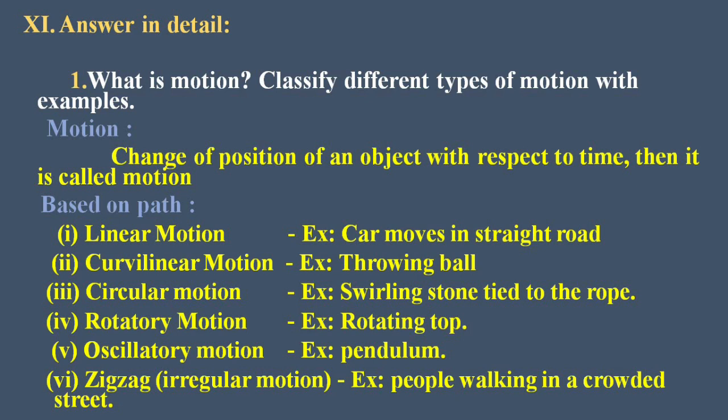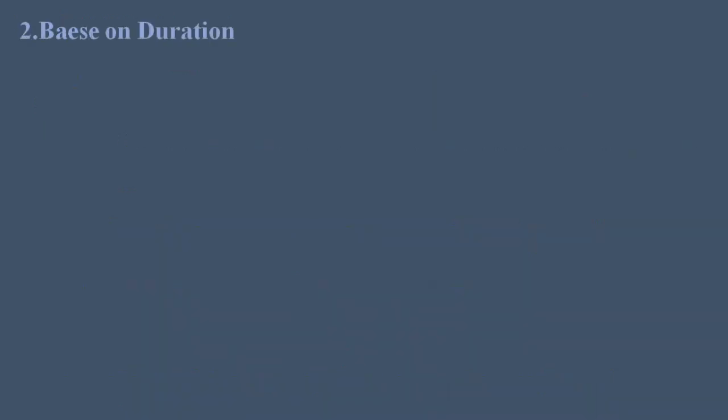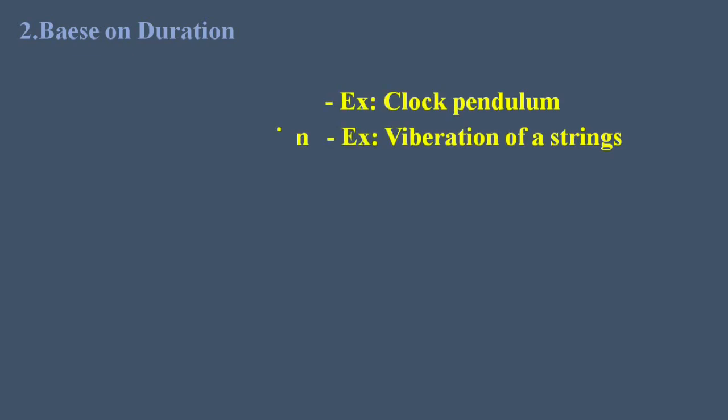Zigzag: people walking in a crowded street is the best example of irregular motion, and a bee flying in a zigzag manner is also irregular motion. Next, based on duration, there are two types, periodic motion and non-periodic motion.